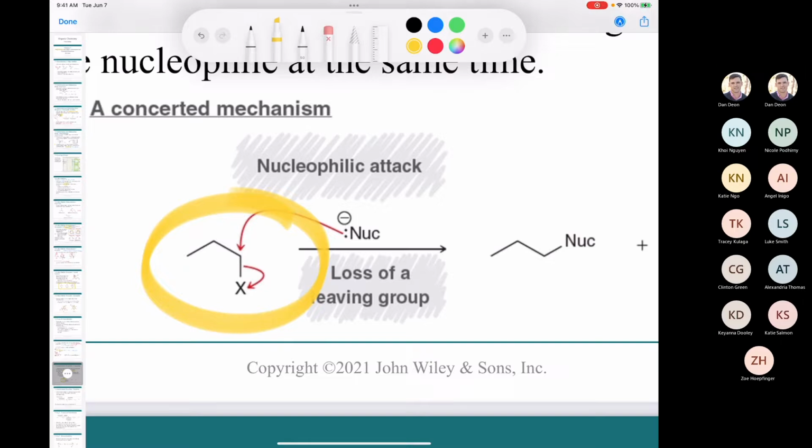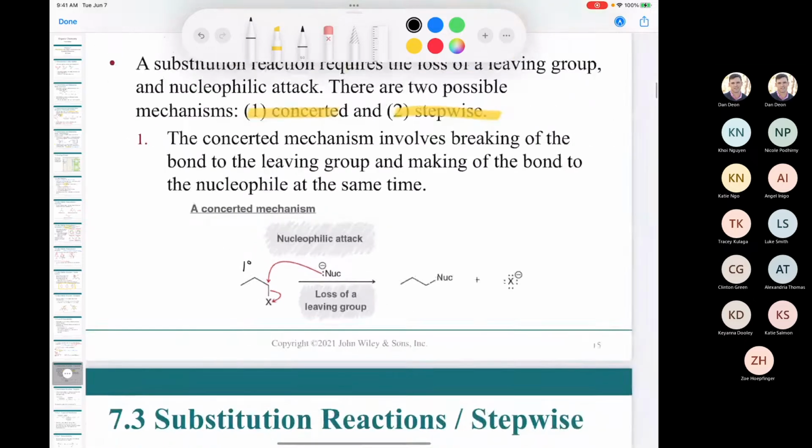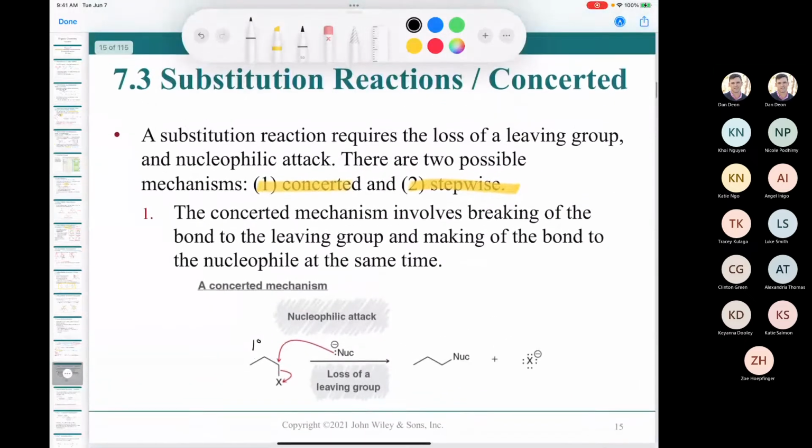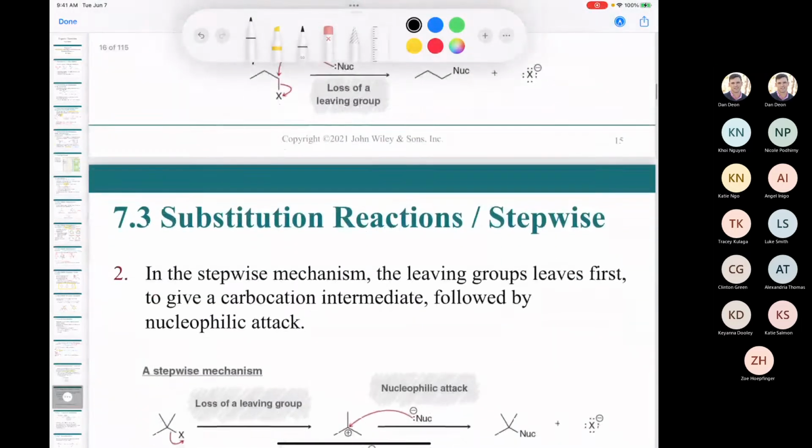Absolutely, yeah. So notice that this is a primary alkyl halide. I think that's kind of interesting, considering I told you that primary, secondary, and tertiary alkyl halides will have different reactivities when we're looking at substitution and elimination. Well, let's move on from there.